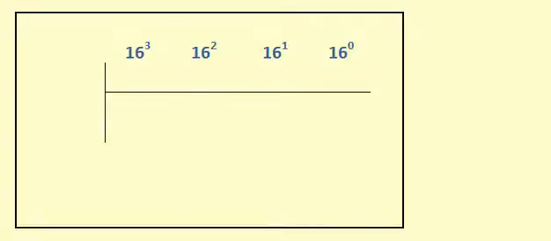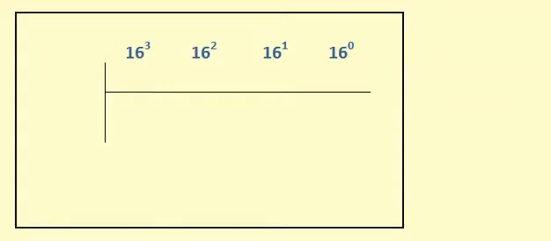Okay, so hex now is a number base 16. So we've got 16 to the power of 0, 16 to the power of 1, 16 to the power of 2, and 16 to the power of 3. So we've got units, we've got 16s, and then we've got 16 times 16, which is 256, and then 16 times 16 times 16, which is a large number.